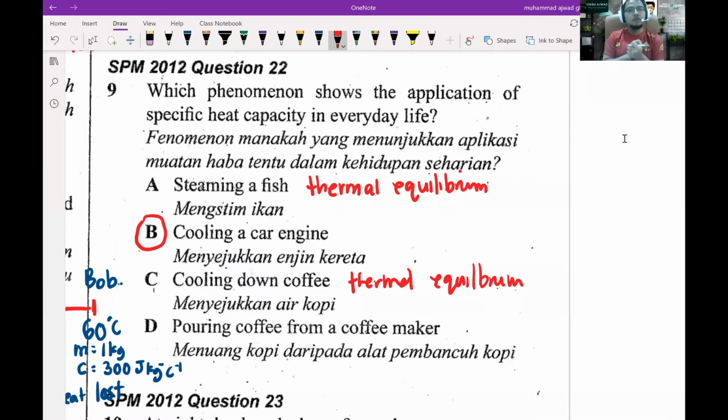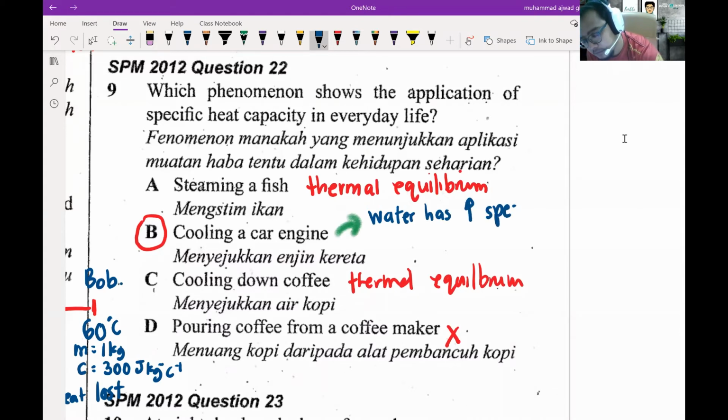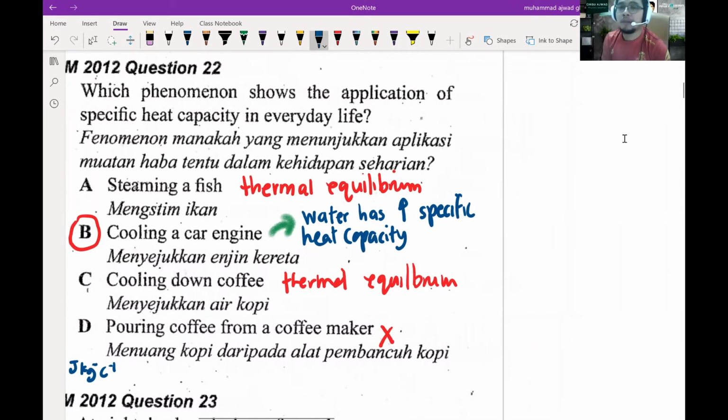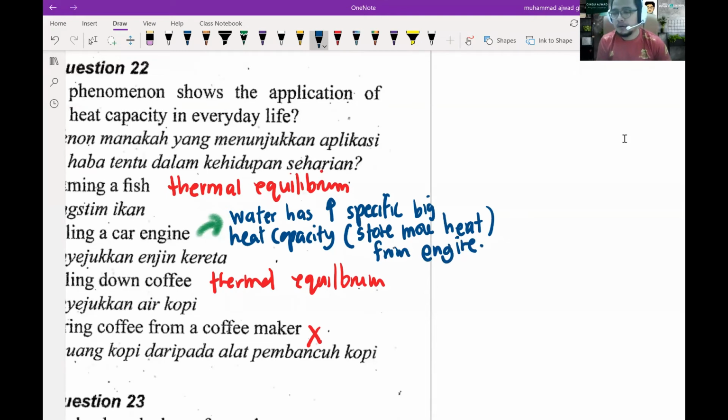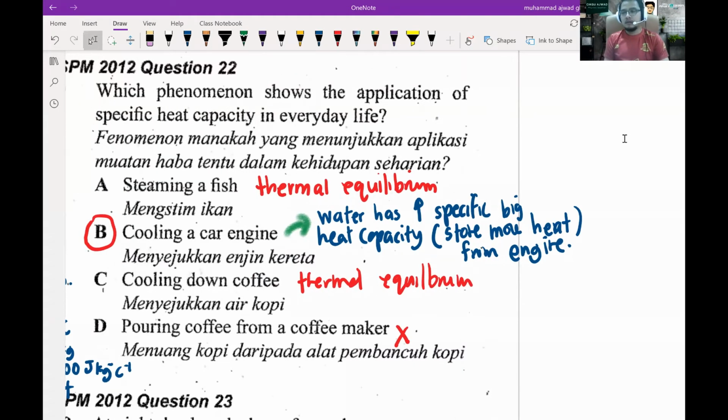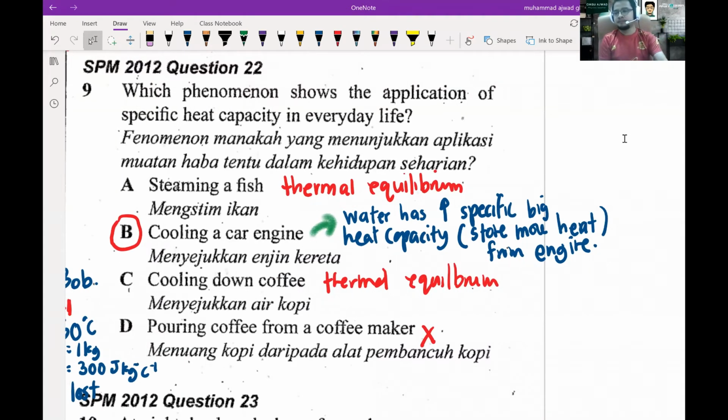Pouring coffee into coffee maker, yang tu cikgu tak tahu. Rasa tak ada apa-apa, letak kopi je. Letak kopi, okay. Tak ada effect apalah. Belum ada konsep lagi. Belum ada kaitan dengan heat lagi. Sebab kita baru letak kopi, baru letak je. Tak ada apa-apa pun. Okay, it's cooling a car engine because kita letak apa? Kita letak water. Which is water has high specific heat capacity. Okay, so bila dia besar, dia lambat panas and dia akan store more heat ataupun big amount of heat from the engine. Okay, and air tu pula akan disejukkan balik oleh radiator. So air tu jadi sejuk balik, pergi balik ke engine. Okay, that's B.